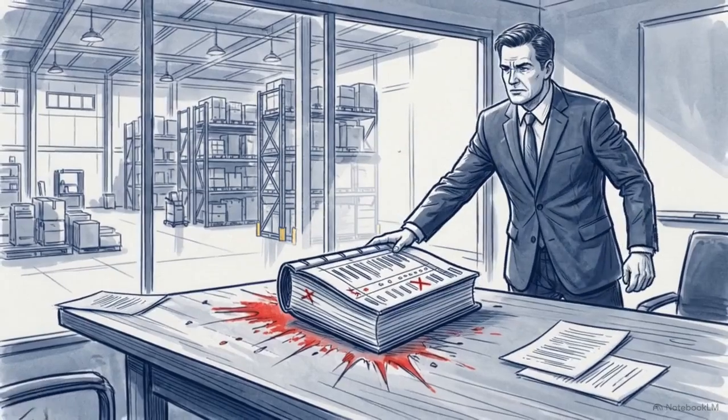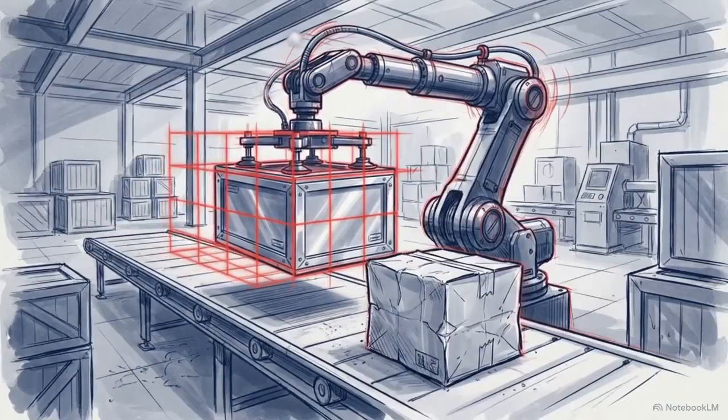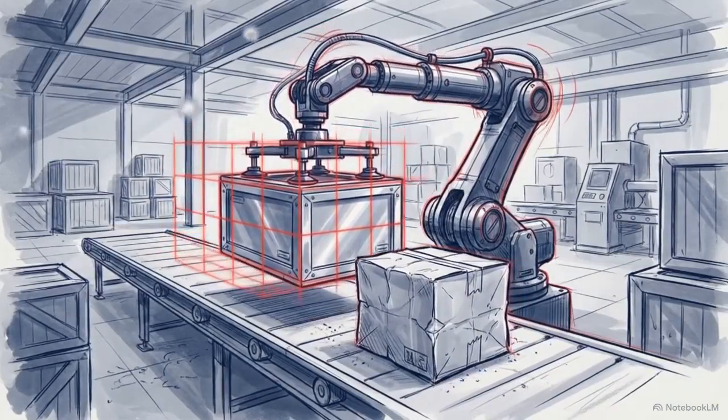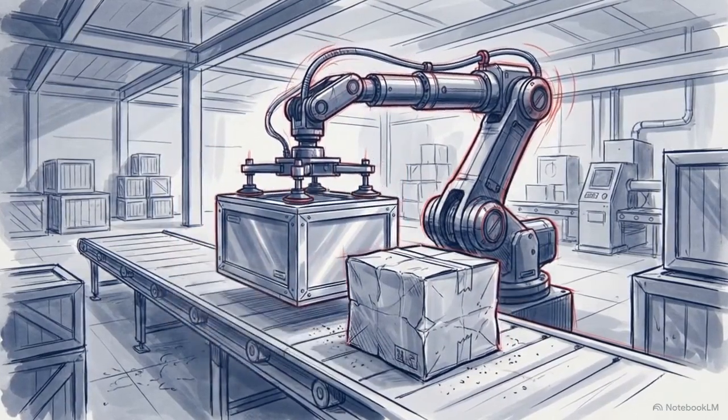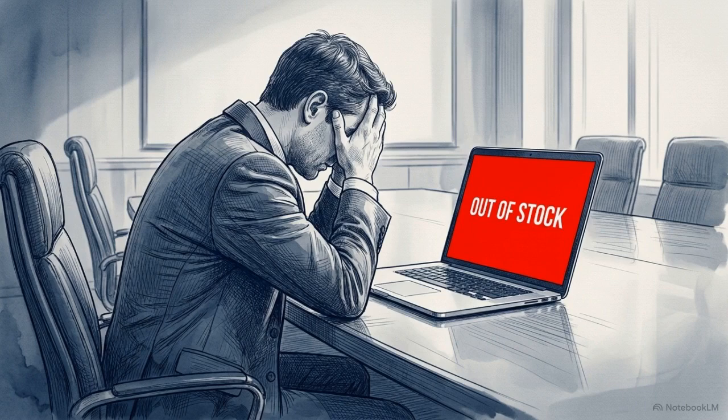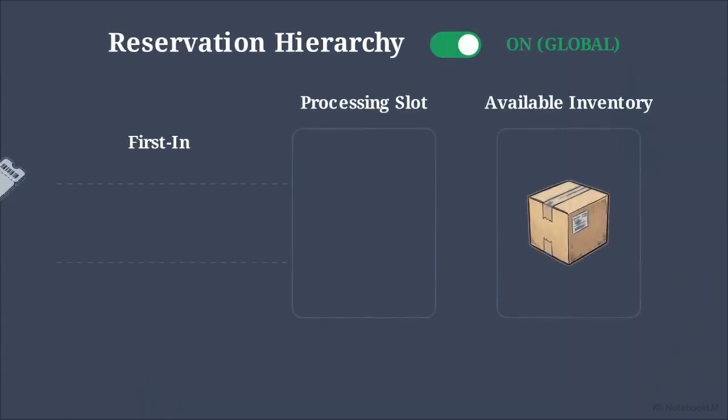Let's consider a final scenario. An automated system blindly awards the last batch of stock to a low-tier next-day order, leaving a multi-million-dollar strategic account with nothing. The system betrayed the business because a default reservation hierarchy was left enabled globally, allocating scarce stock on a first-come, first-served basis, with zero regard for customer priority.